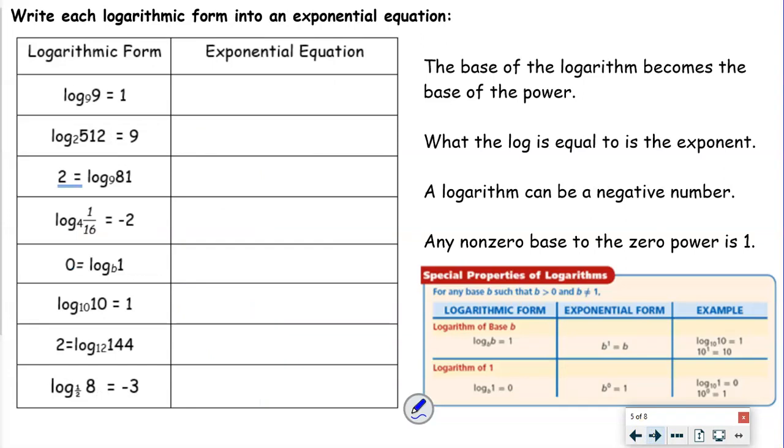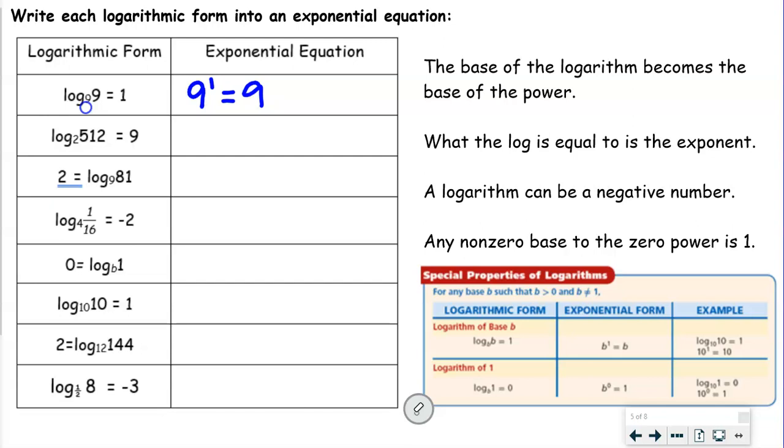So now we're going to write each logarithmic form into an exponential equation. So the base of the logarithm becomes the base of the power. So that means this right here is going to be our 9, right? What the log is equal to is the exponent. So that now becomes our exponent. And that's going to be equal to the number that's left, which is this 9 right here, okay? So a logarithm can be a negative number, and any non-zero base to the 0 power is 1.